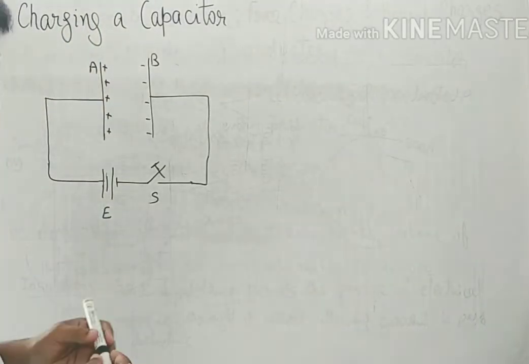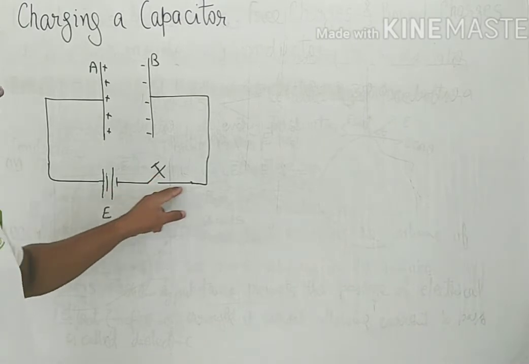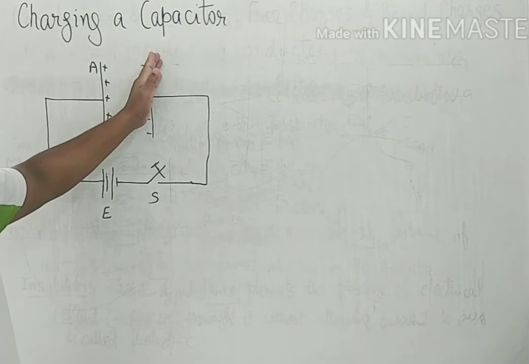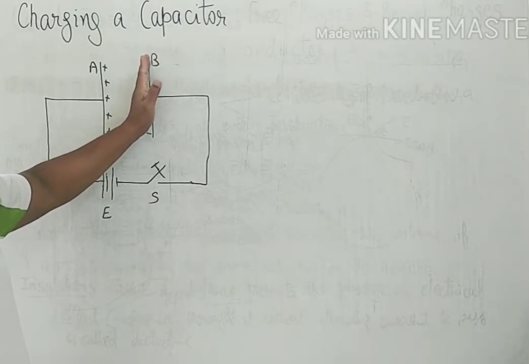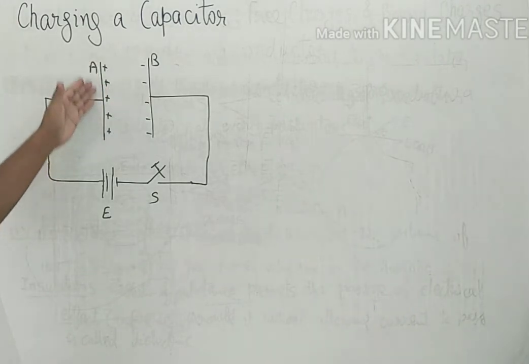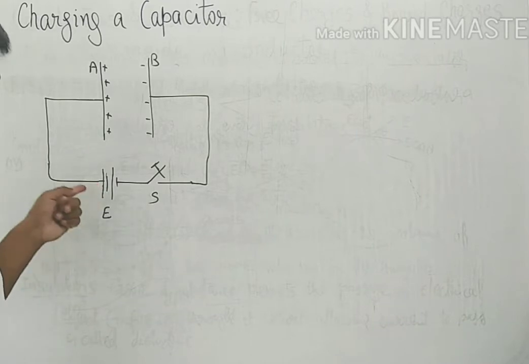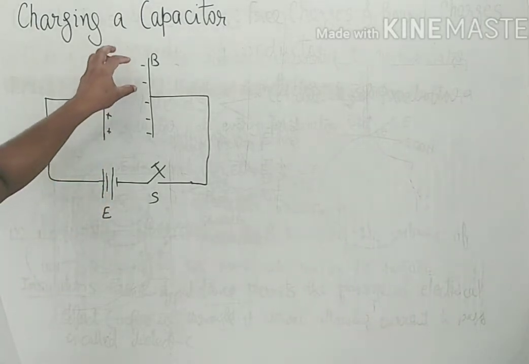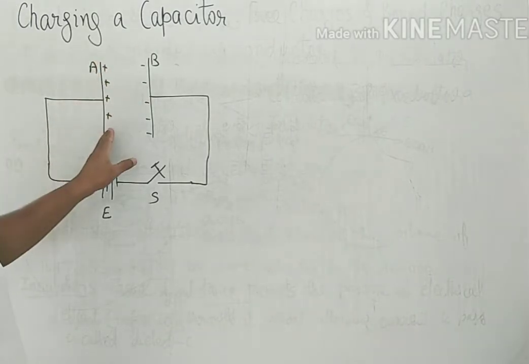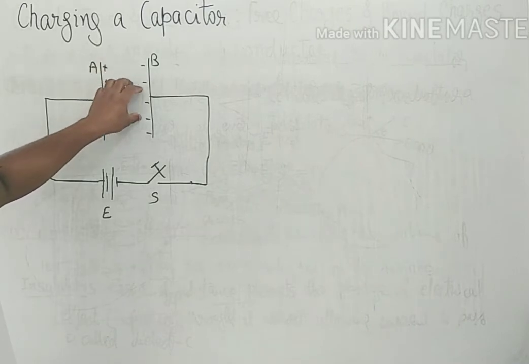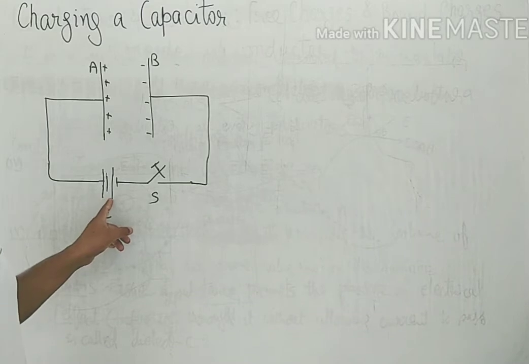Actually, what happens when the switch S is closed? The electrons move through this wire and reach the surface of plate B, and those negative charges start drifting by the force of repulsion on the electrons present on the surface of plate A. Those electrons move through this wire and enter the positive terminal of the battery. So this charging, this accumulation of positive charges here and negative charges here, continues so long as the potential in between the capacitor is just equal and opposite to the EMF of the battery.